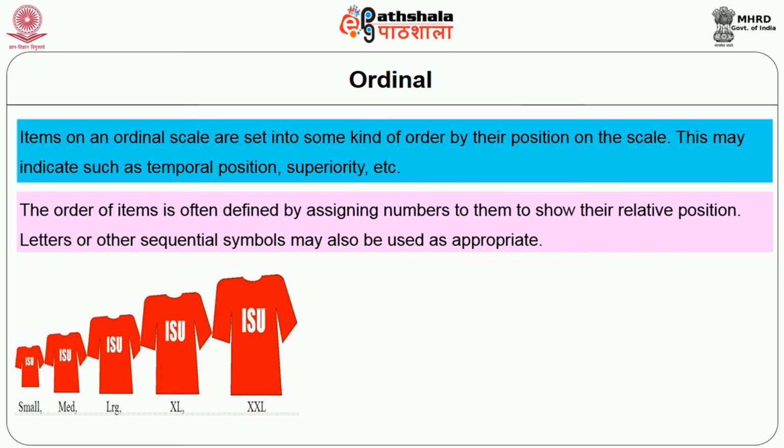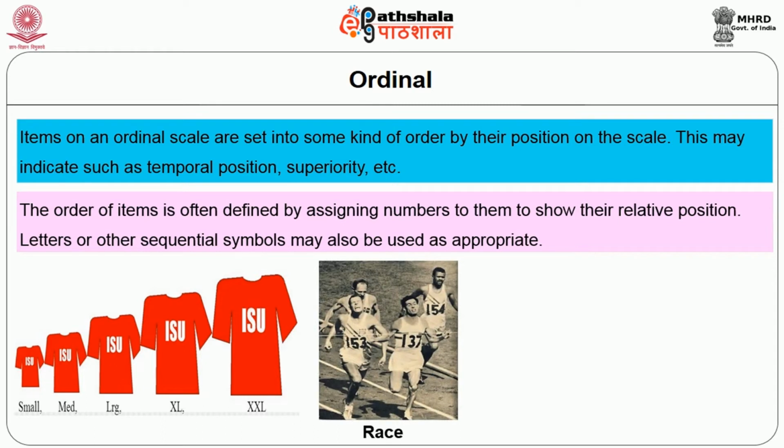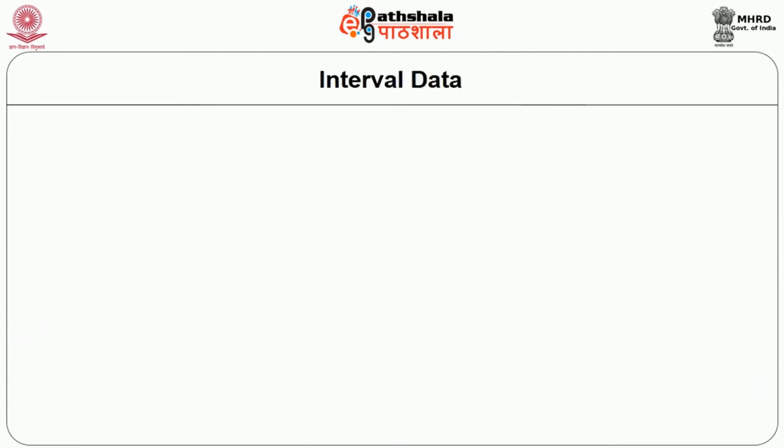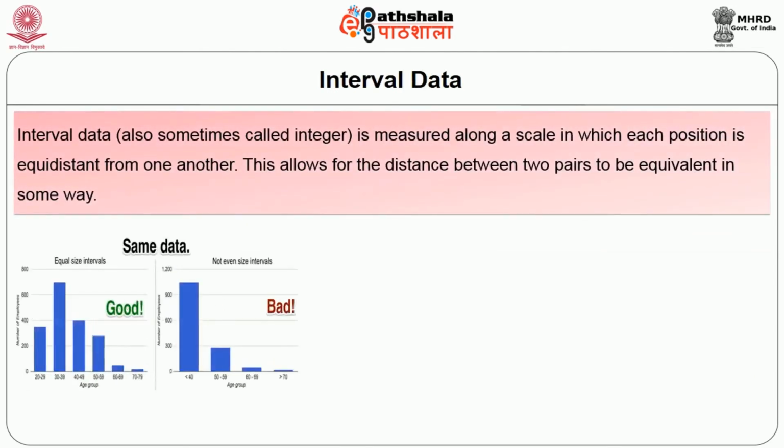Ordinal items are usually categorical in that they belong to a definable category, such as 1956 marathon runners. You cannot do arithmetic with ordinal numbers. They show sequence only. For example, the first, third, and fifth person in a race. Pay bands by an organization as denoted by the alphabets A, B, C, and D.